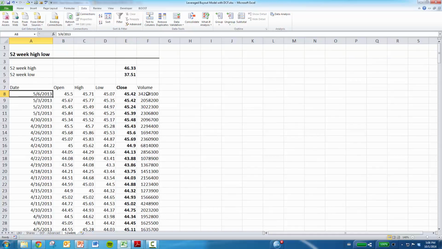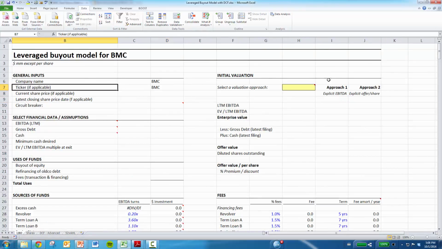And as you'll see, the deal was announced, the volume was through the roof. The deal was announced on a Monday. The Friday before is $45. It closed at $45.42. So that's the model. So let's just get started.